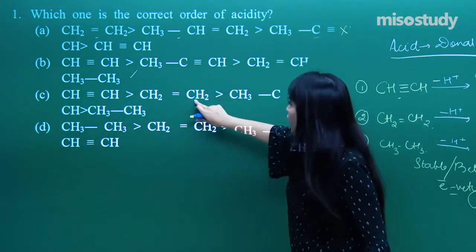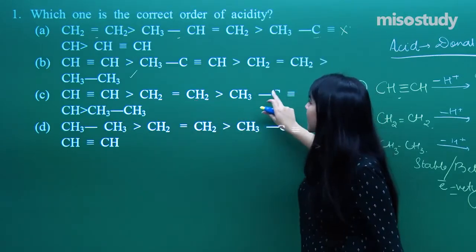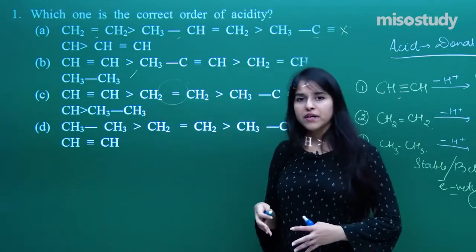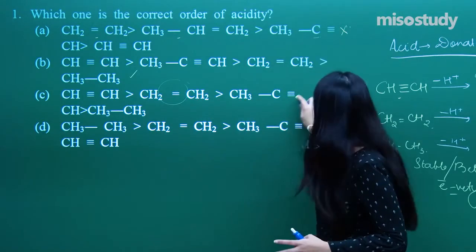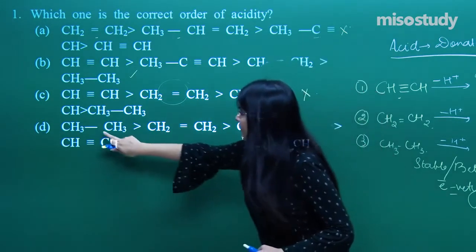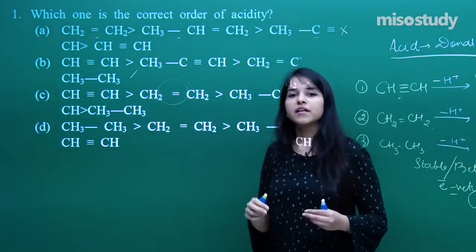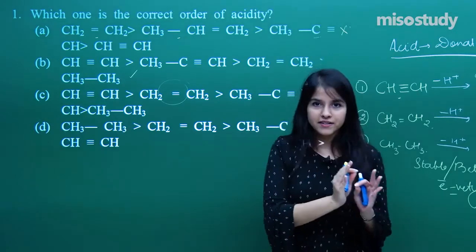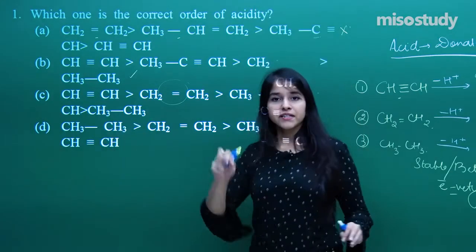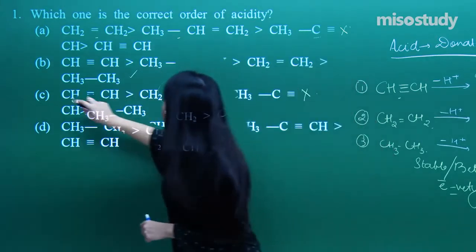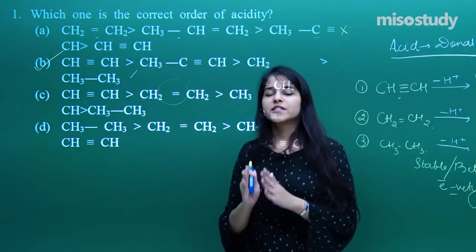Alkyne followed by alkene followed by alkyne, that means an alkene sandwiched in between. So this could not be the possibility. Alkane having the highest acidity can never be possible. Alkane will always have the least acidity, because it has the least s character. So I hope you have got the answer by now. It is B. That is our answer.